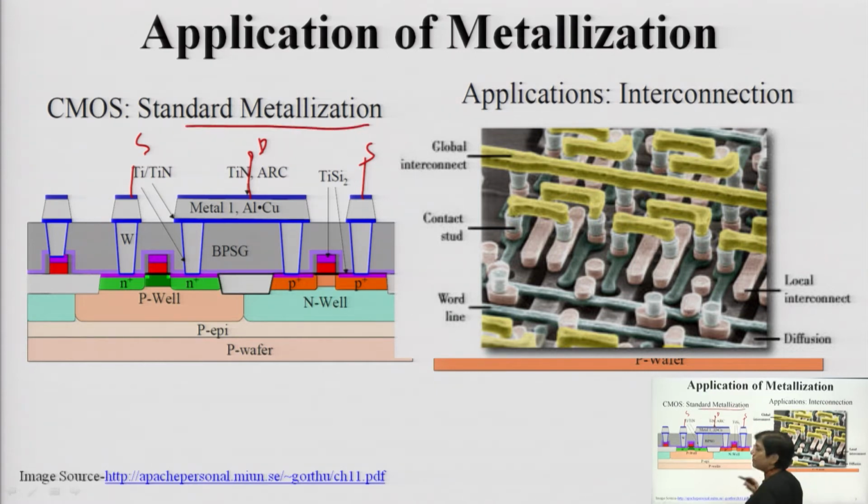This is another example where you will find different levels. This is the memory basically being shown. This is the diffusion area, local interconnect. You will find different levels of contact. This is the word line, whereas this is the stud. So, you have different levels of metallization being incorporated for connecting different levels or circuit parameters.